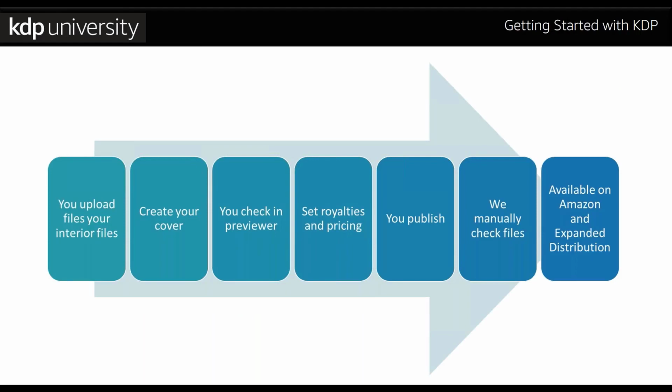After you submit your paperback book, we manually check your interior and cover files. If we find any issues, we will email you instructions on what to fix. If necessary, you'll revise your original file and upload the revised version to KDP. And once your paperback book passes our manual checks, it will become available for sale on Amazon and in expanded distribution channels if you enable them. See our help pages for publication timelines.